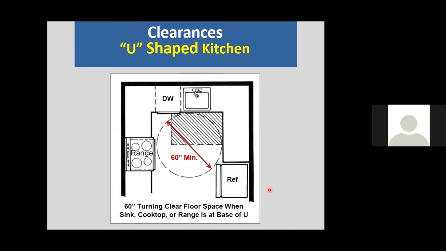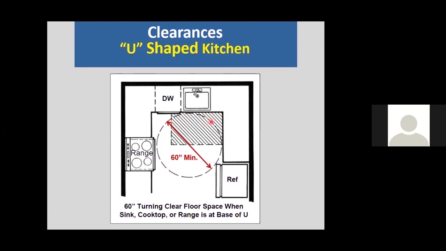HUD's Fair Housing Design Manual has a unique requirement for U-shaped kitchens, and it is conditioned on whether there's a sink, cooktop, or range at the base of the U-shape. Because a parallel clear floor space is required for that particular fixture, sink, cooktop, or range, HUD requires a 60-inch circle at the base of the U, so a person using a chair can maneuver to parallel at that appliance.